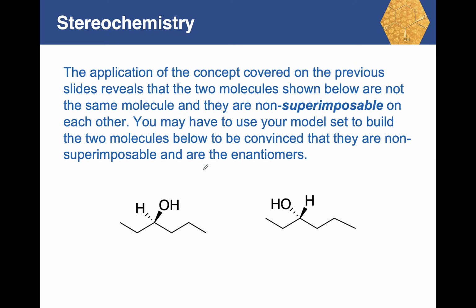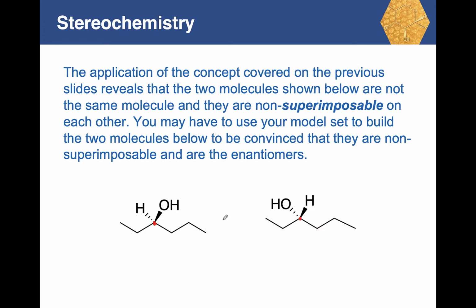So let's apply that concept. Same molecule, ethyl group here, propyl group here, hydrogen, and OH group. The question now is, are they the same or are they different? Notice again that the bonding arrangements are the same. This carbon here has a hydrogen, an OH, a propyl, and an ethyl. The same carbon has an OH, a hydrogen, an ethyl, and a propyl. Same carbon. So the bonding is the same.